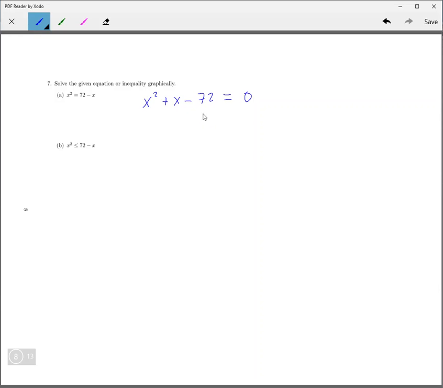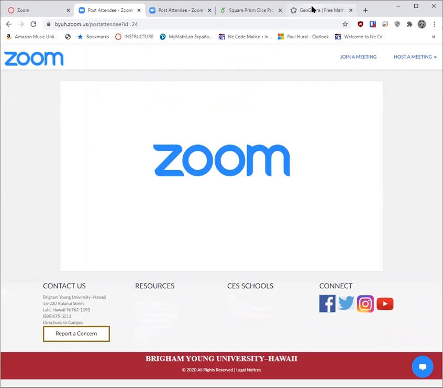Okay, so what I'm going to do is go to GeoGebra and graph this. We want to know where this is equal to 0. When it's equal to 0, it's going to be the x-intercepts. Okay, so let's go to GeoGebra.